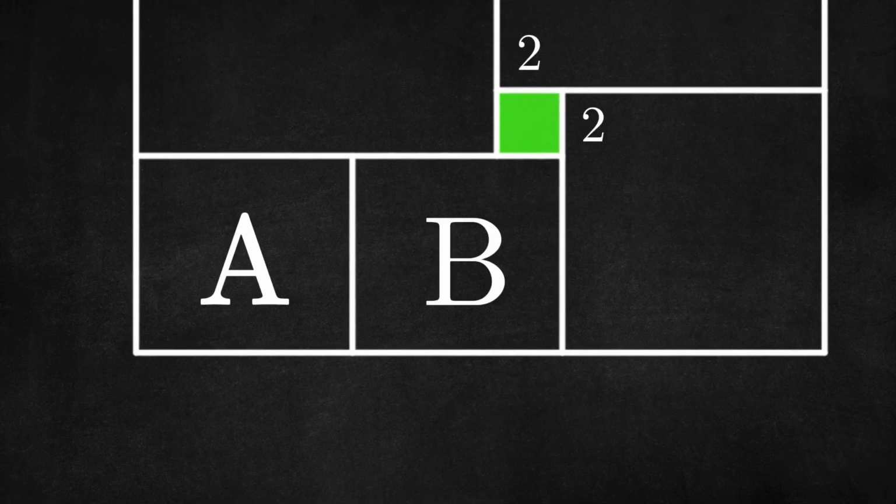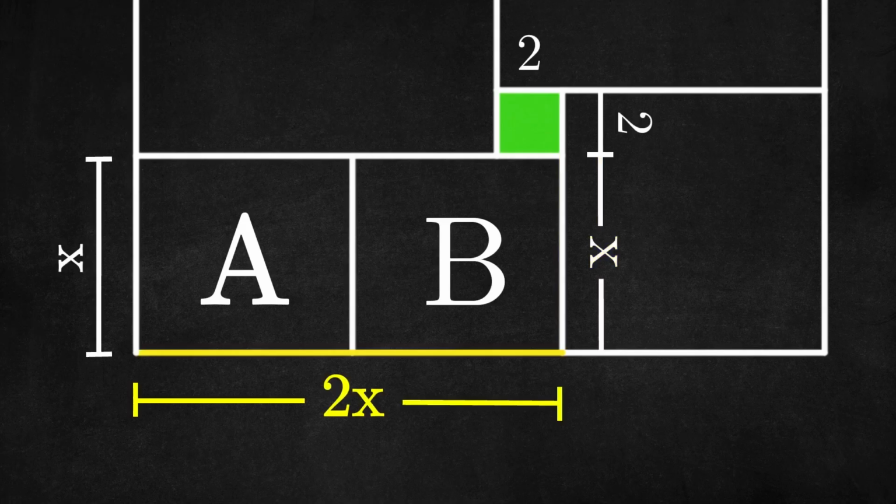We will begin the solution by assigning a variable. If we assume x as the side measure of each of the 2 identical squares, then this is x. And since all sides of a square have the same length, this is also x, and this is 2x.